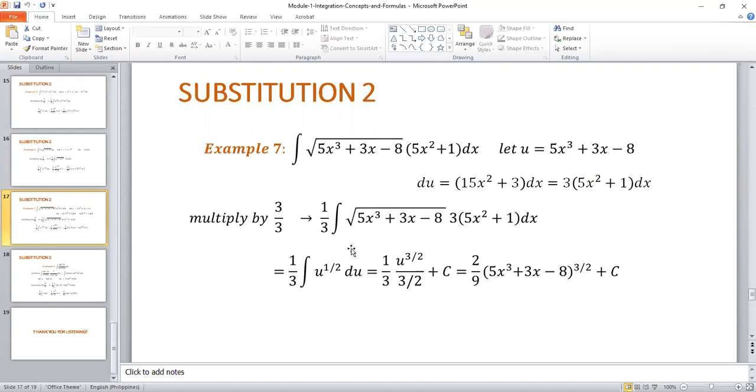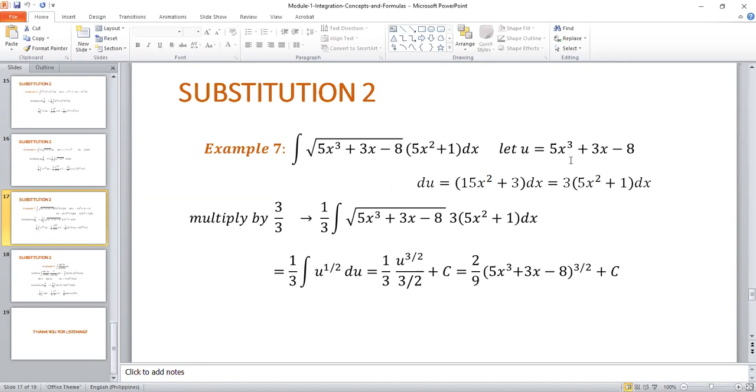7. 5x cubed plus 3x minus 8. Check. I have x cubed here and I have x here. If this is differentiated, this will be x squared and this will be none. I see here an x squared, right? So let's check whether it's possible that this 5x squared plus 1 could be the derivative of this expression.